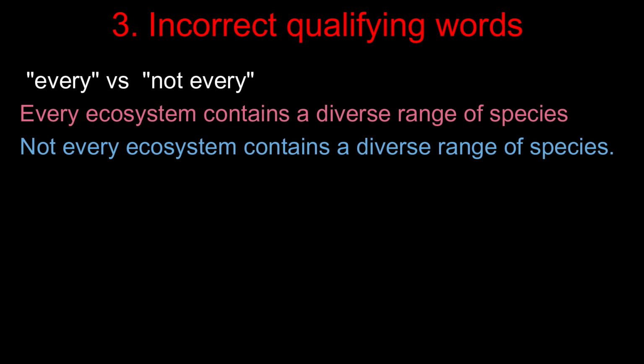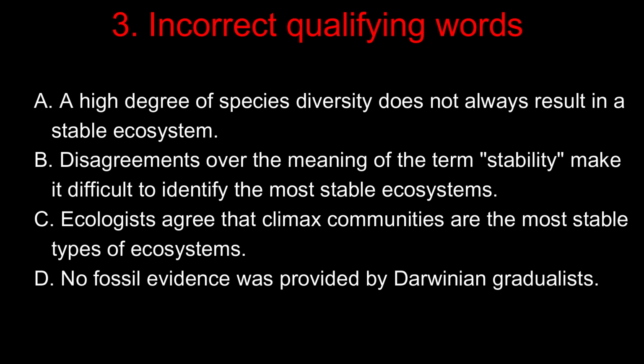Consider these option choices. A, a high degree of species diversity does not always result in a stable ecosystem. B, disagreements over the meaning of the term stability make it difficult to identify the most stable ecosystems. C, ecologists agree that climax communities are the most stable types of ecosystems. D, no fossil evidence was provided by Darwinian gradualists.